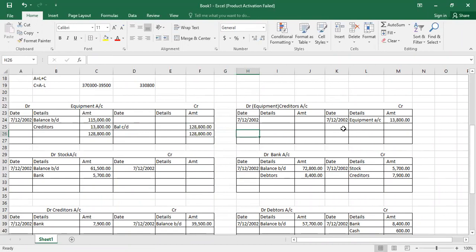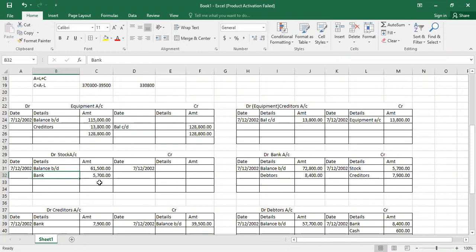This is 13,800, the equipment creditors. So you can just balance them. When you don't have any other entry, you just balance in the first line. So 13,800, 13,800. So I'm balancing the books.